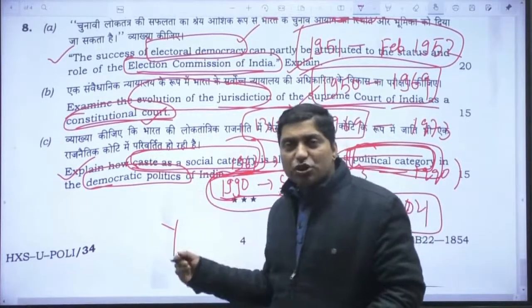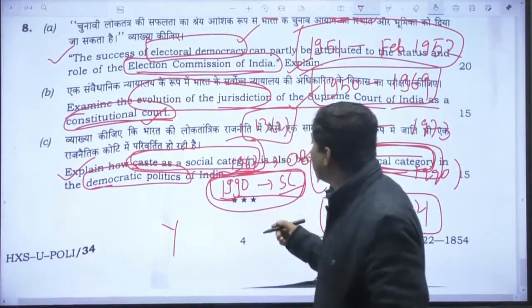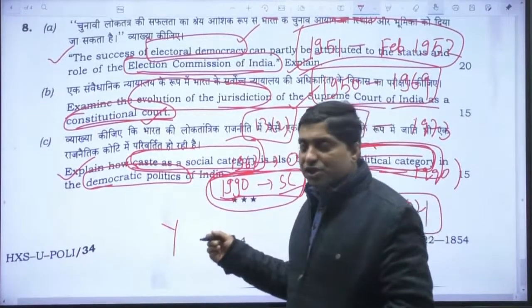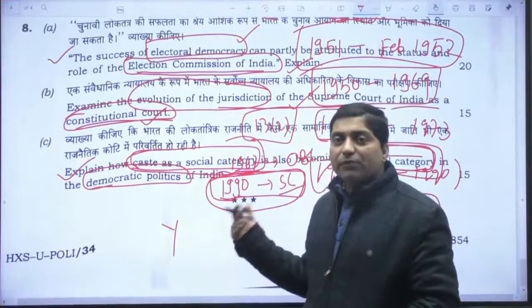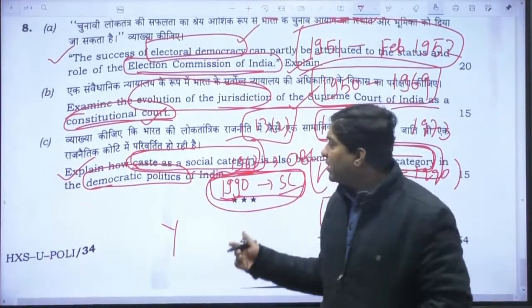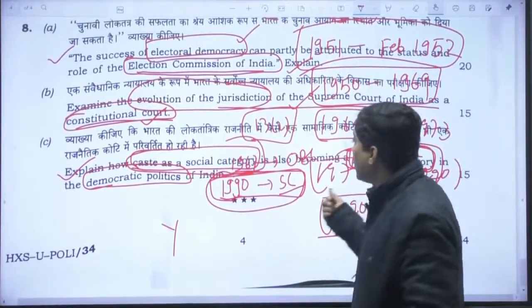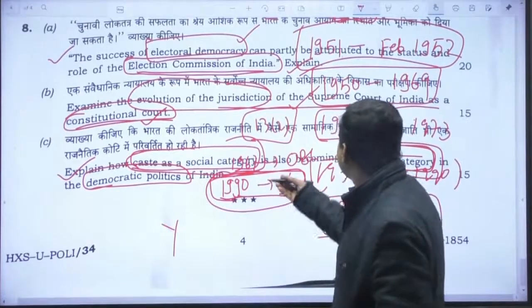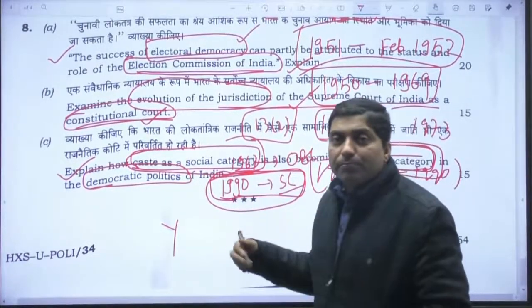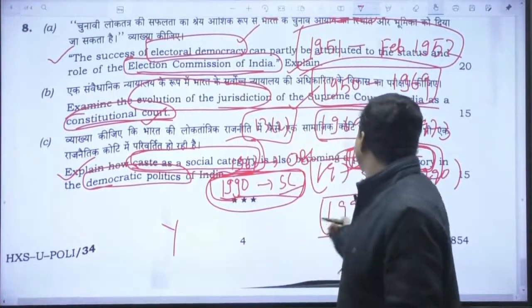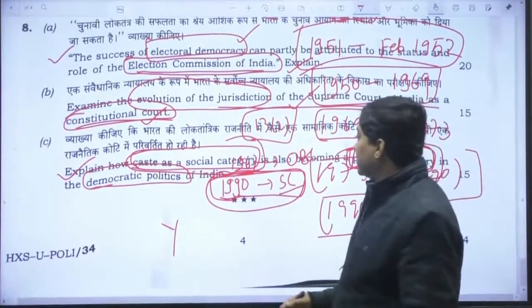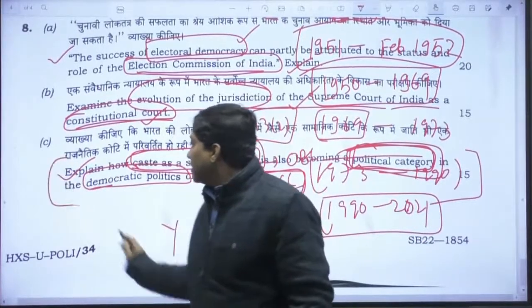So you can see the demand for reservation, demand for special representation, demand for welfare schemes, demand for scholarships, demand for several kinds of things, and that is based on a social category, penetrating the political domain of democratic politics in India. That is what you needed to explain.